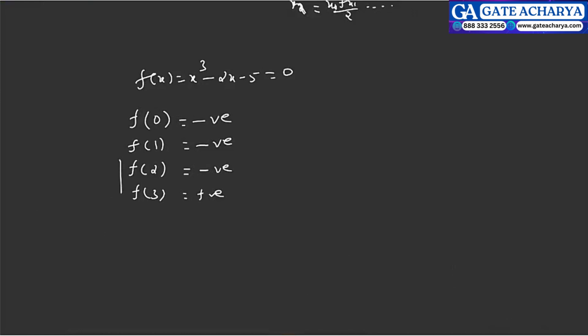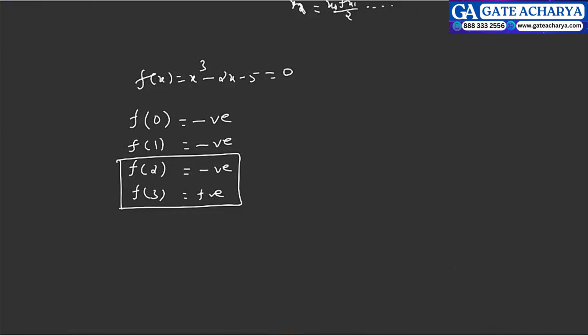So what is the intermediate value theorem? We take any two points. First, the initial point starts from 0. Put x equal to 0 here: it is negative, 0 minus 0 minus 5 is negative. Then we choose another value, 1: 1 minus 2 minus 5 is again negative. We choose x equal to 2: 2 cube is 8, minus 4, minus 5 is also negative. Then substitute x equal to 3: 3 cube is 27, so definitely it is positive. So one is negative, another is positive. These two are consecutive signs, negative and positive.